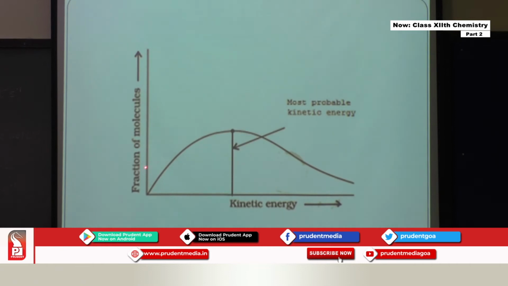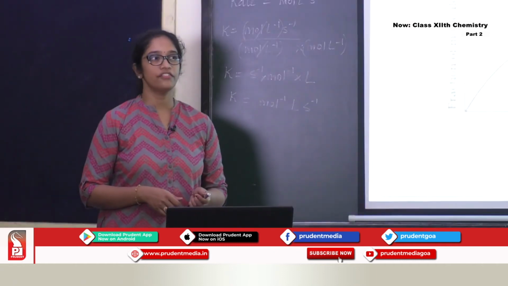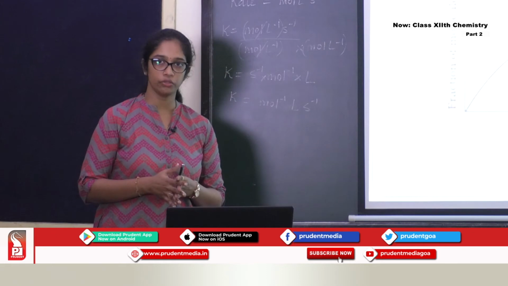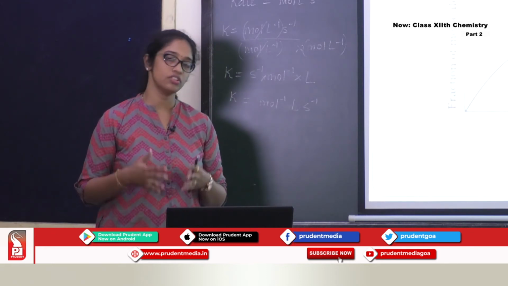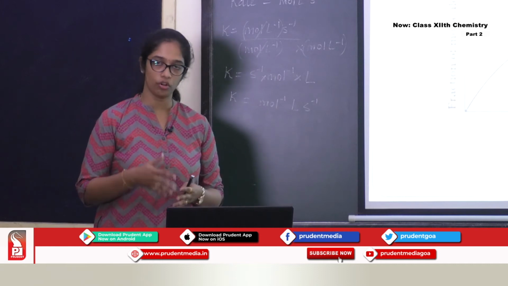Here we have a plot of fraction of molecules versus kinetic energy. The meaning of fraction of molecules would be, suppose you have 2 molecules out of 10 molecules or 2 molecules out of 100 molecules. The fraction is going to be 0.2 or 2 upon 100.